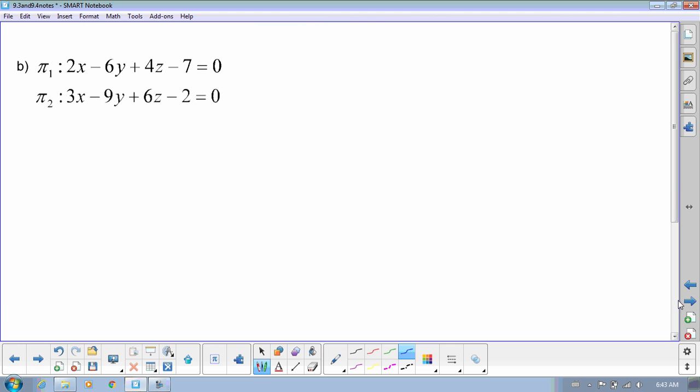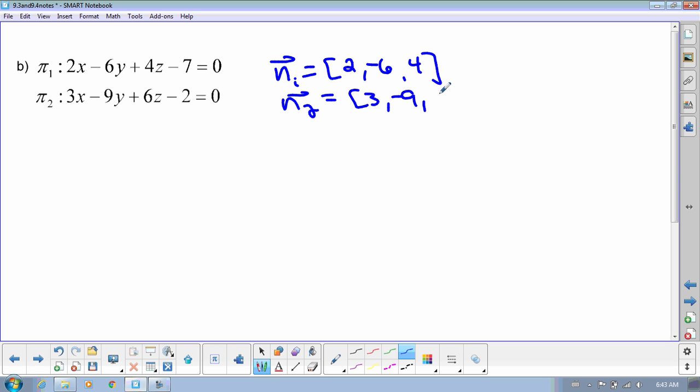All right, next example. Okay, so if we're looking at these two equations, I'm looking at my normal. So my normal equals 2, -6, and 4. This normal equals 3, -9, and 6. So when I'm looking at that, I'm like, okay, so these numbers, they look kind of similar. So if you want to see if they're multiples of each other, you could easily take one number and divide it by the other and see if you get the same value to see that there's a scalar multiple.